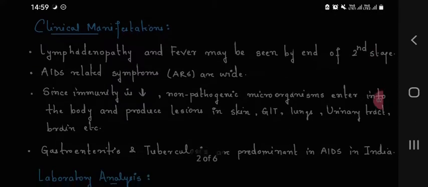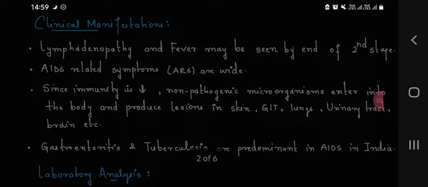neuropsychiatric manifestations. Clinical manifestations: lymphadenopathy and fever may be seen by the end of the second stage. AIDS related symptoms, ARS, are wide. Since immunity is decreased, non-pathogenic microorganisms enter the body and produce lesions in skin, GIT, lungs, urinary tract, brain, etc. Gastroenteritis and tuberculosis are predominant in AIDS in India.